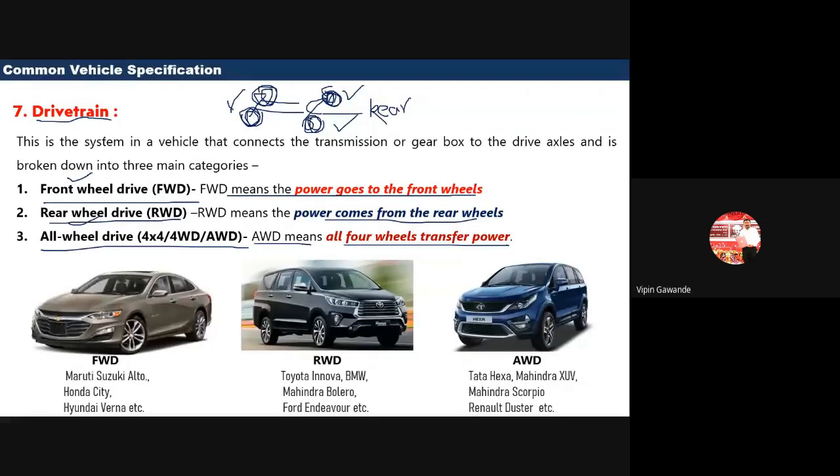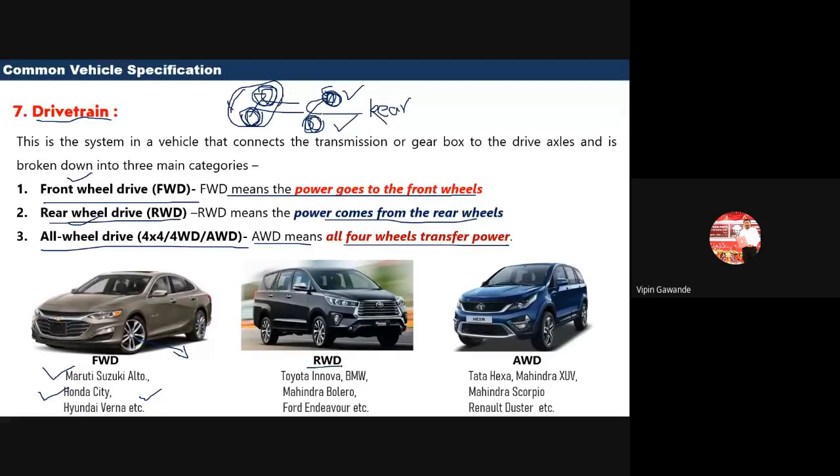So drivetrain means a classification based on which wheels are supplying the power. If the front wheels are rotating and taking the load, then it is front wheel drive. Examples of front wheel drive are the Maruti Suzuki Alto, Honda City, Hyundai Verna, etc. That means these front wheels are taking the load and supplying the power.